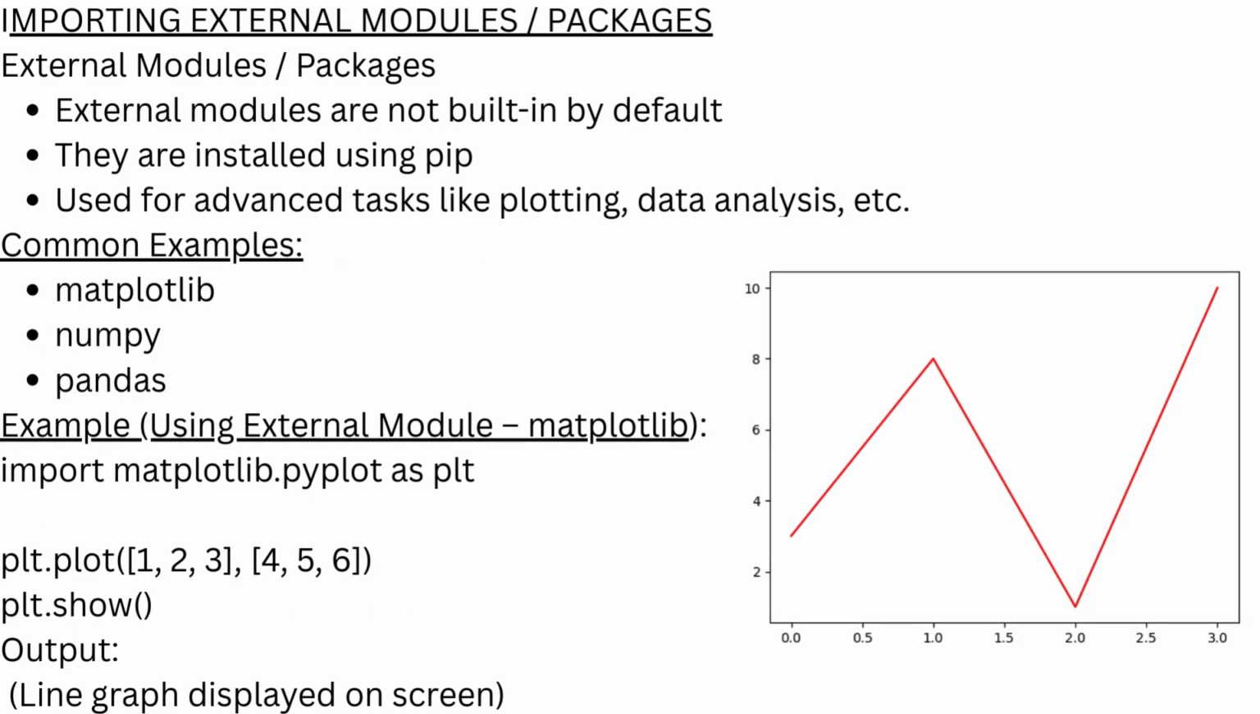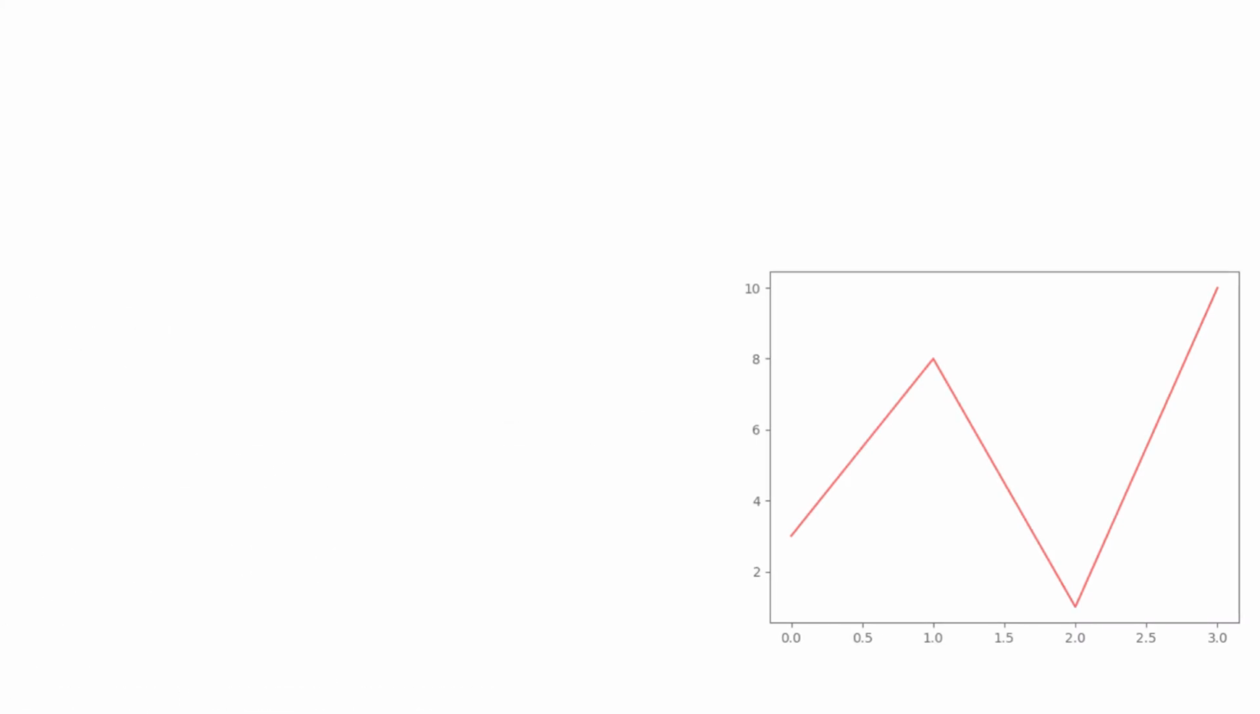Apart from built-in and user-defined modules, Python also supports external modules or packages. These modules are not available by default and must be installed using the pip command. External modules provide powerful features for real-world applications such as data visualization and data analysis. In this example, we use the matplotlib module to plot a simple line graph. When the program runs, a graph window appears on the screen. External modules make Python very powerful and widely used in engineering and research applications.